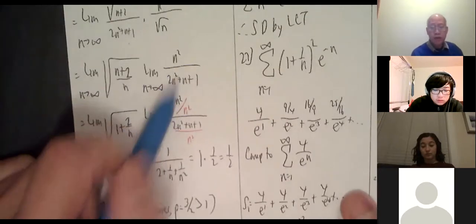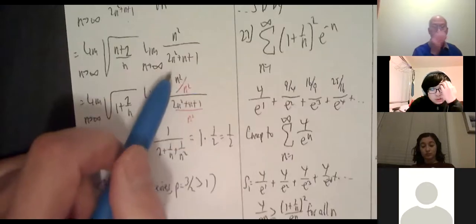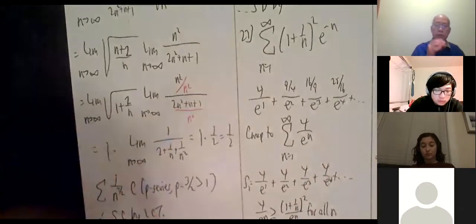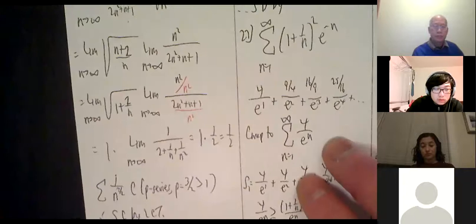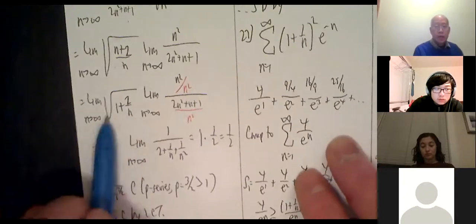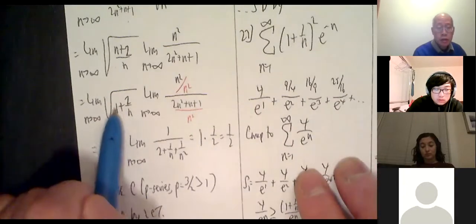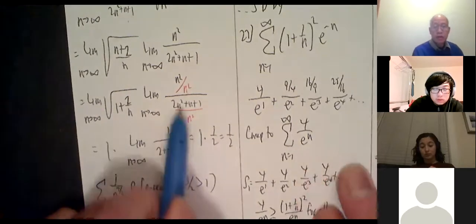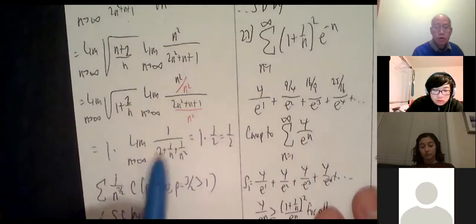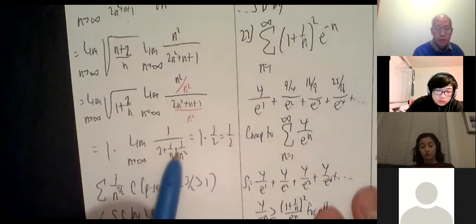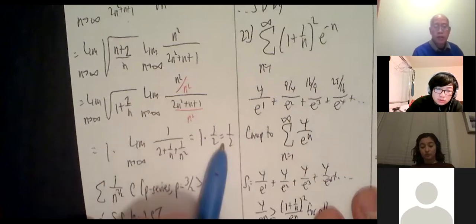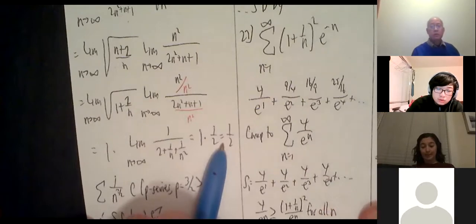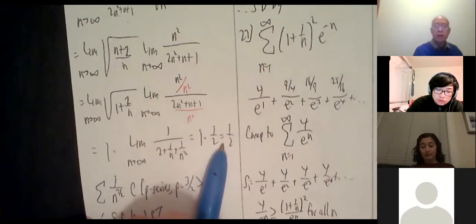This one, I'll play the trick of dividing top and bottom by n squared, but you could also do L'Hopital's rule. I'm trying to remind you of all the different techniques that we had. So this is clearly 1. When n gets big, square root of 1 is 1. This is 1 over 2 plus 1 over n plus 1 over n squared. Now when n gets super big, that goes to 0, that goes to 0. So I have 1 times a half, which is a half.